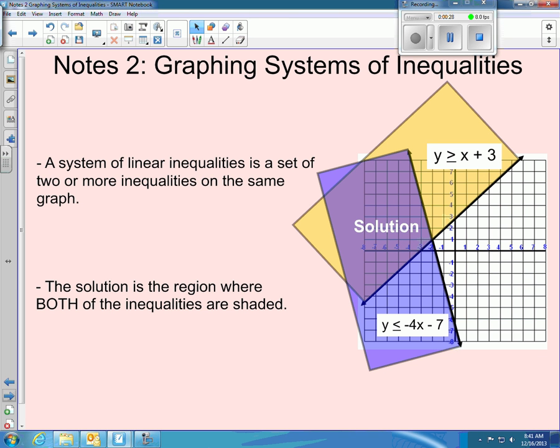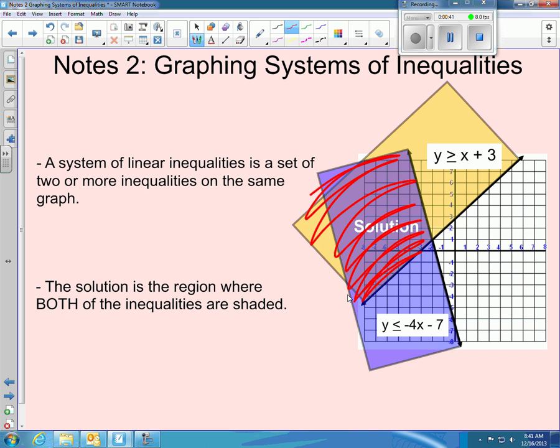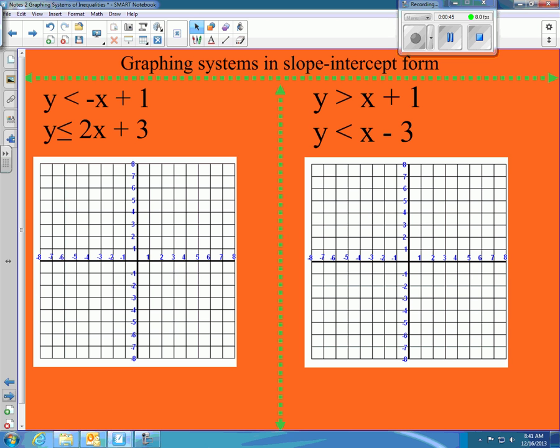Systems of linear inequalities is a set of two or more inequalities on the same graph. The solution is the region where both of the inequalities are shaded. So if we look here, this is our solution because it's where both the yellow and the blue are overlapping. All right, so we're going to graph these systems. They're in slope-intercept form already for us, so that's great.